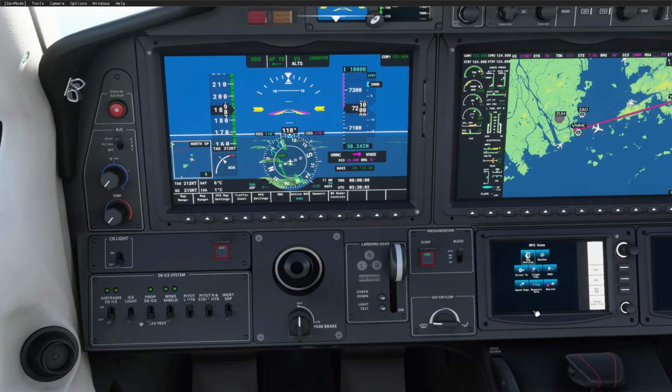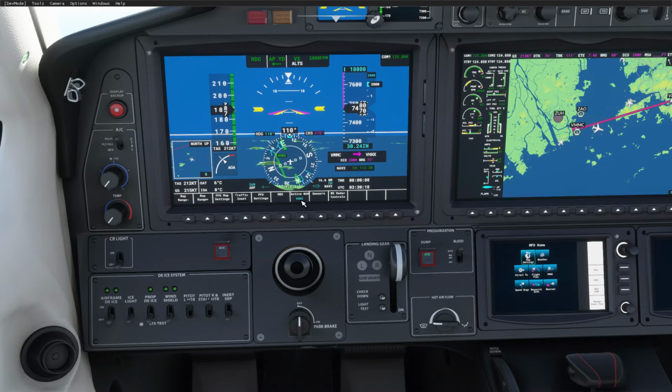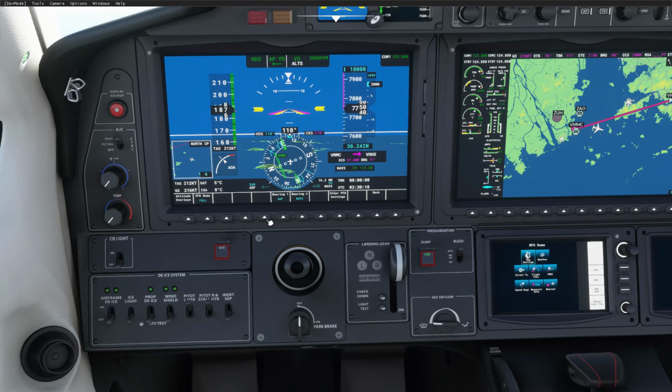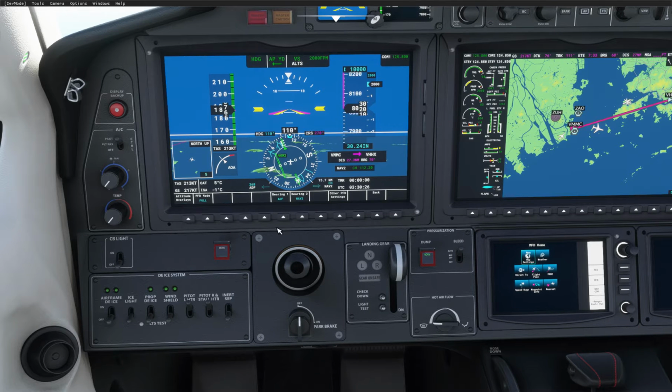So once we do our right turn toward the NDB, we'll switch our navigation source to VOR1, and we will change our bearing pointer as well. So you can see right now the bearing pointer is set to ADF, so we'll change that to nav1.